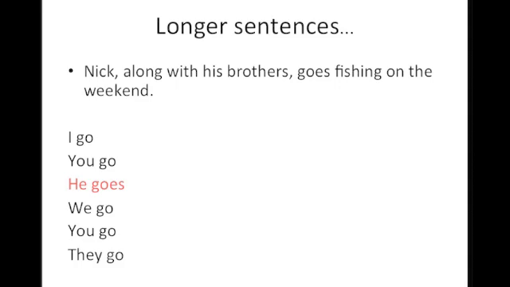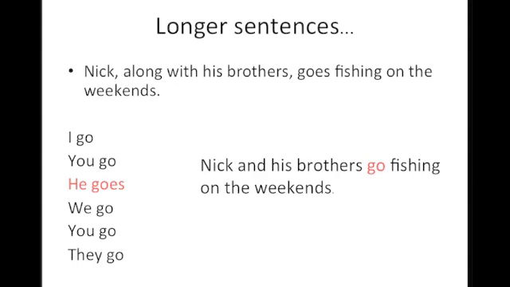In some longer sentences, it can get a bit confusing as well, particularly when parentheses are used, either brackets or commas. So here, Nick, along with his brothers, goes fishing on the weekend. Now, because parenthetic commas are used there, you need to imagine that being taken out and the sentence still making sense. So Nick goes fishing on the weekend needs to make sense, as well as Nick, along with his brothers, goes fishing on the weekend. So the singular is used there. If it was Nick and his brothers, then they would go fishing on the weekends rather than goes.